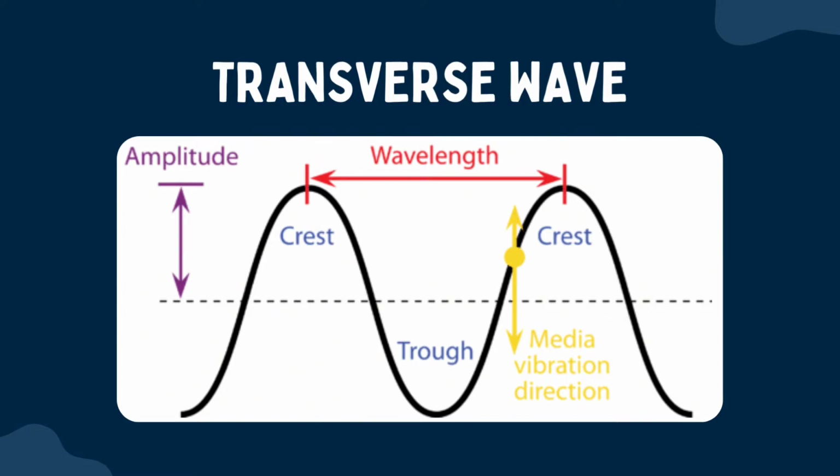The upper part of a transverse wave is called the crest, while the lower part of a transverse wave is called the trough. Now the distance from one crest to the next crest, or from one trough to the next trough, is what we call the wavelength. It refers to how long a wave is. Now we also have amplitude, or the height of the wave.